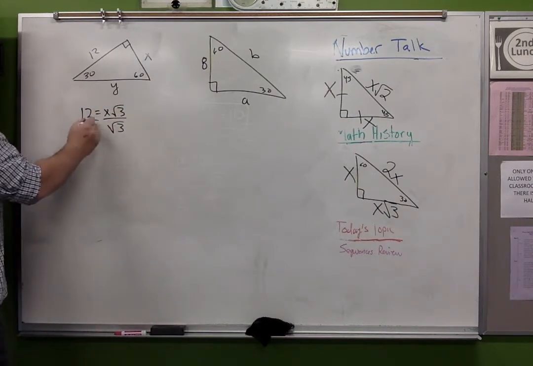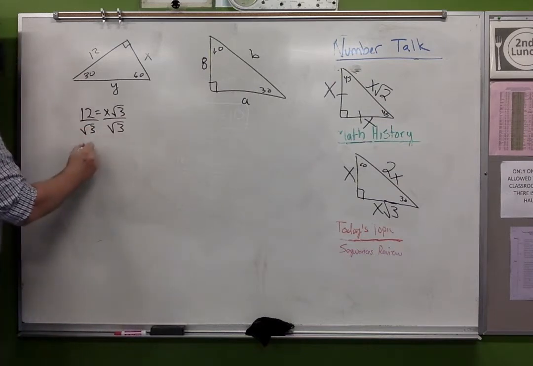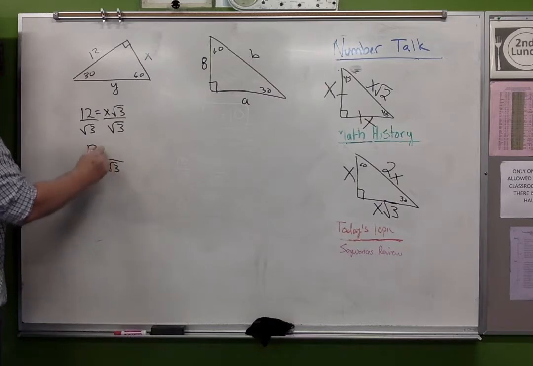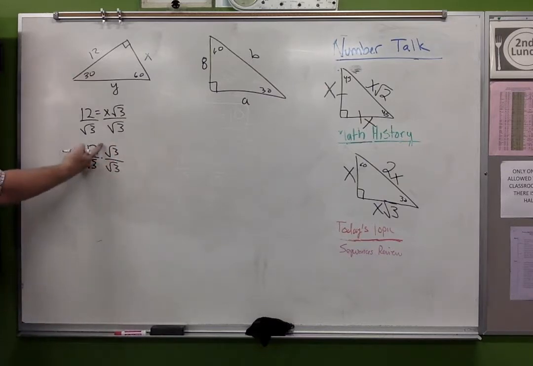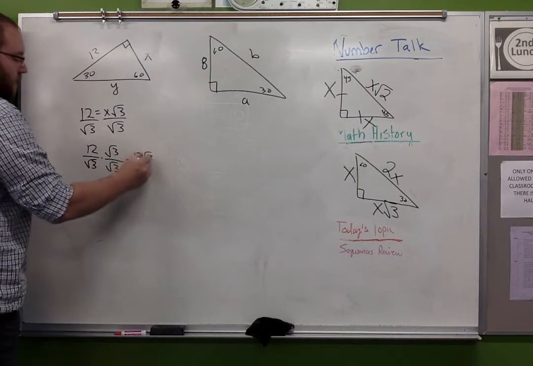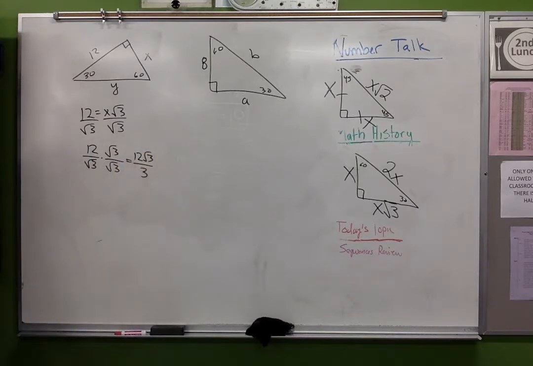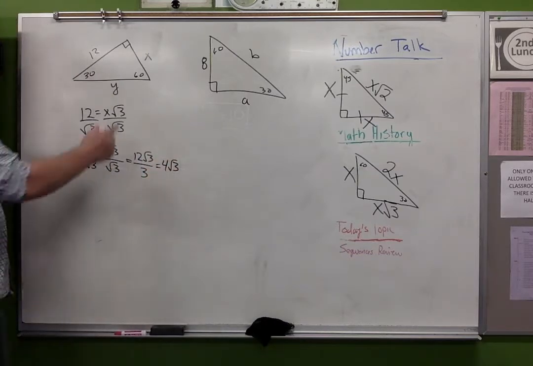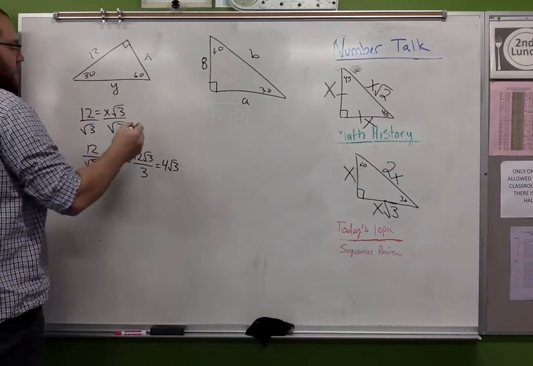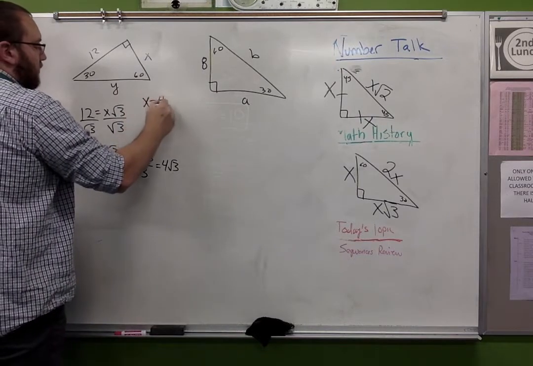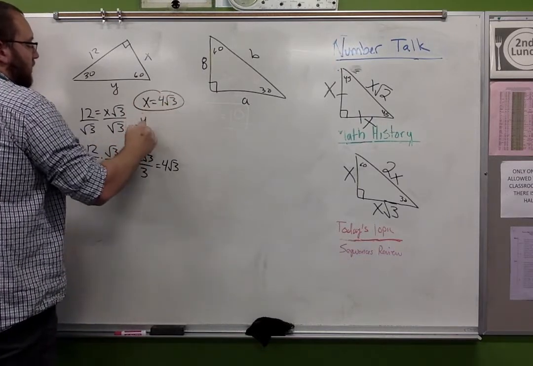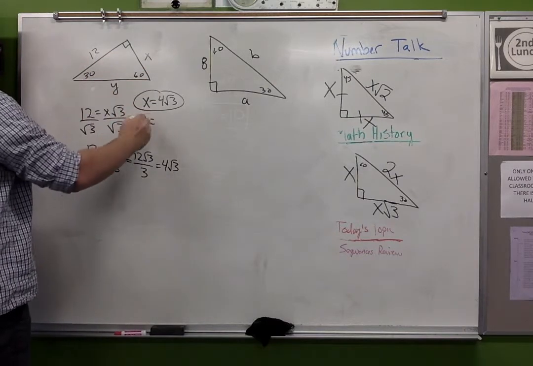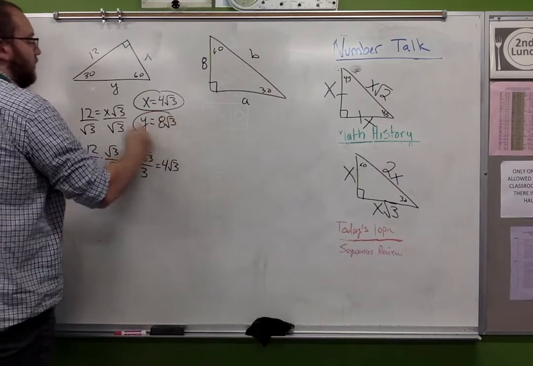Divide both sides by square root of 3 to get x by itself. So 12 over square root of 3. Rationalize the denominator, multiply it by itself. Whatever you do to the denominator, you have to do to the numerator. 12 divided by 3 is 4, so 4 square root of 3. So that means x, or the side across from 30, is 4 square root of 3. The hypotenuse is you take the side across from 30 times 2. 4 times 2 is 8, so 8 square root of 3. There's your answer.